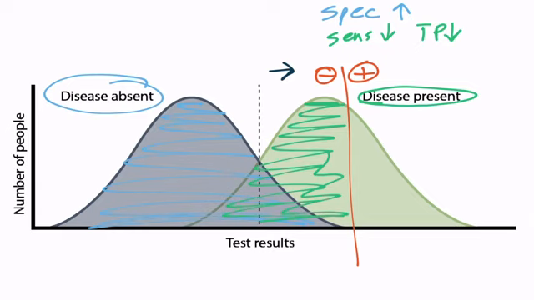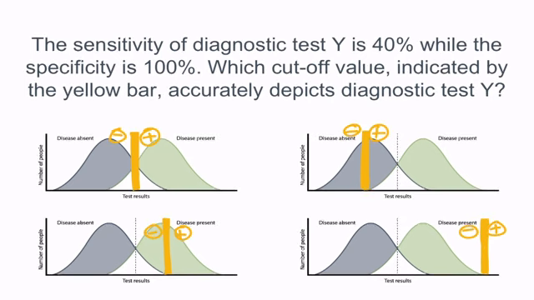Now, all of this can be super confusing, so let's solidify and clarify with a question. Let's say the sensitivity of diagnostic test Y is 40%, while the specificity is 100%. Which cutoff value, indicated by the yellow bar, accurately depicts diagnostic test Y?